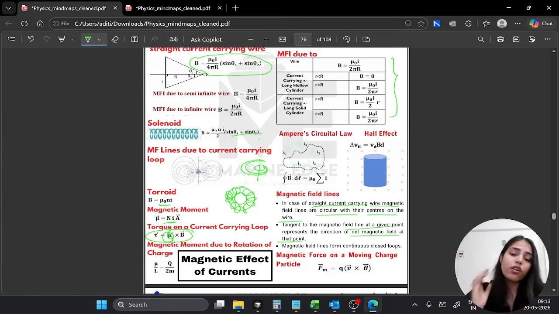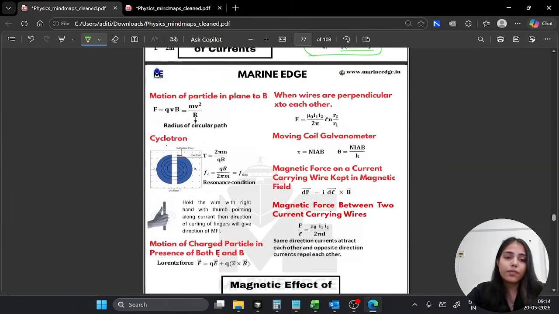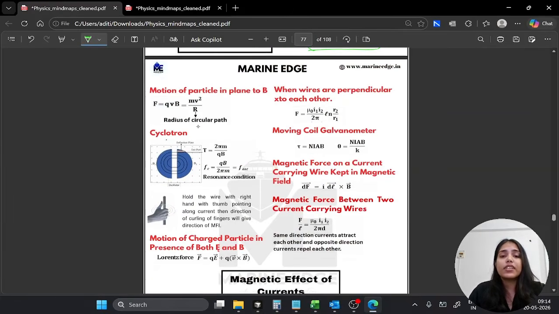Now, moving forward, magnetic force due to a moving charge. If there is a charge moving inside a magnetic field, the force experienced by it will be Q into V cross B. Now, motion of particles in a plane perpendicular to B. Like we saw, it will try to move in a circle, and if something is moving in a circular radius, there will be a centripetal force that will be mv square upon r.